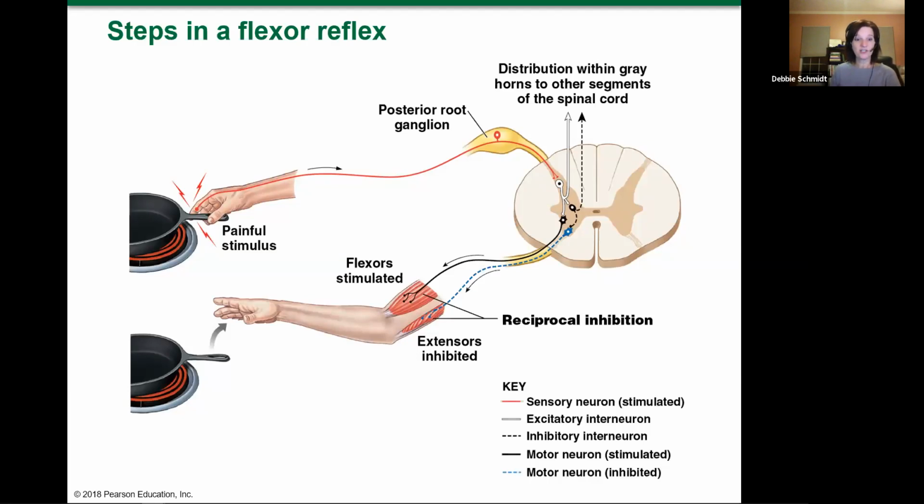So first thing we've got to do is quit reaching. So we have to inhibit the extensor muscles. We have to stop that reach. And then we have to stimulate the flexor muscles to pull your hand away. Okay, so that is a polysynaptic reflex because we have multiple synapses involved here.